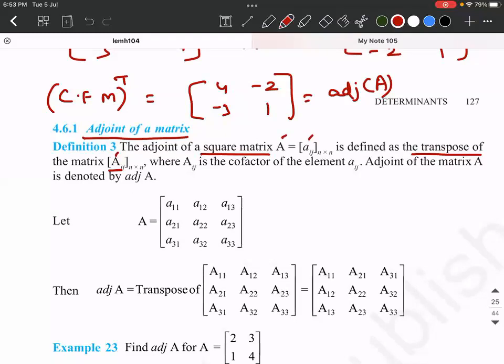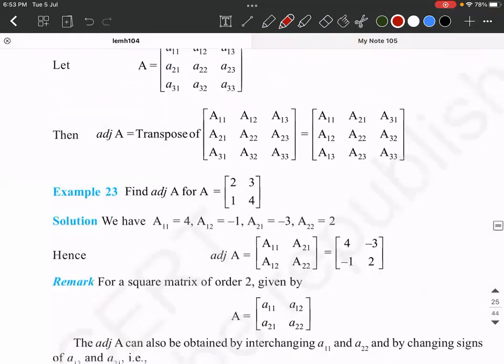Can we try out a few problems based on this? I did it for a 2 cross 2 matrix. Can you try it for a 3 cross 3? Is there anyone having a doubt in this? I'll tell you the steps to be followed. Adjoint is represented with the short form ADJ. ADJ represents adjoint. Don't read it as adjacent, but adjoint.